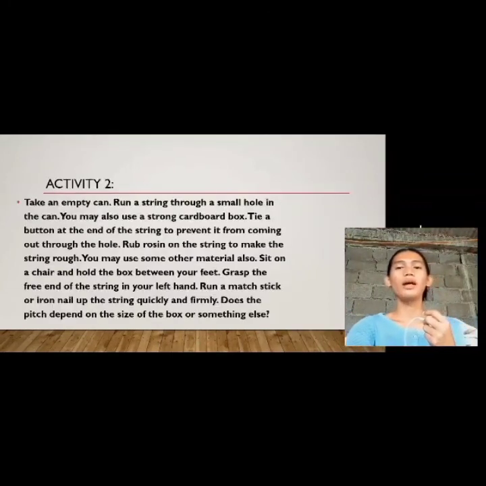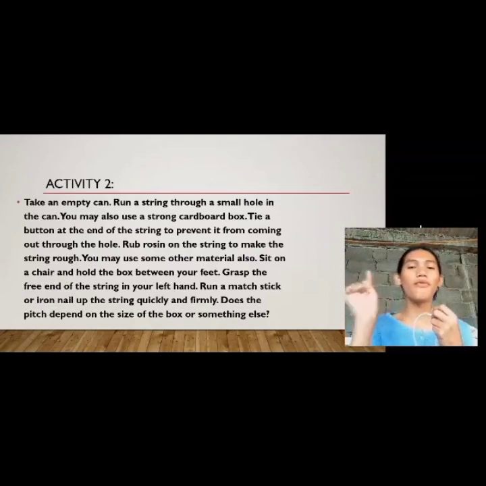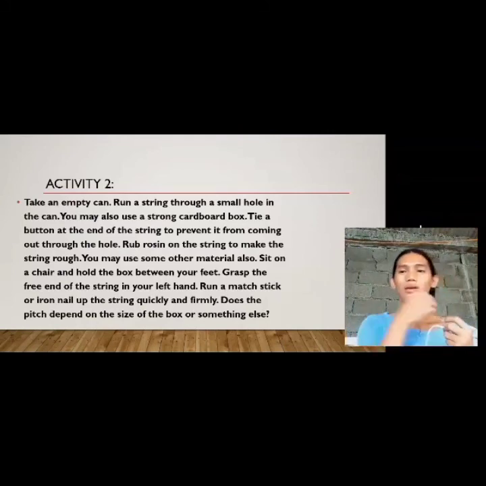Okay, in activity 2, take an empty can and run a string through a small hole in the can. You may also use a strong cardboard box. Tie a knot at the end of the string to prevent it from coming out through the hole. And then rub rosin on the string to make the string rough, to make it easier for you to pull on the string. Yes, and you may use some other material also.